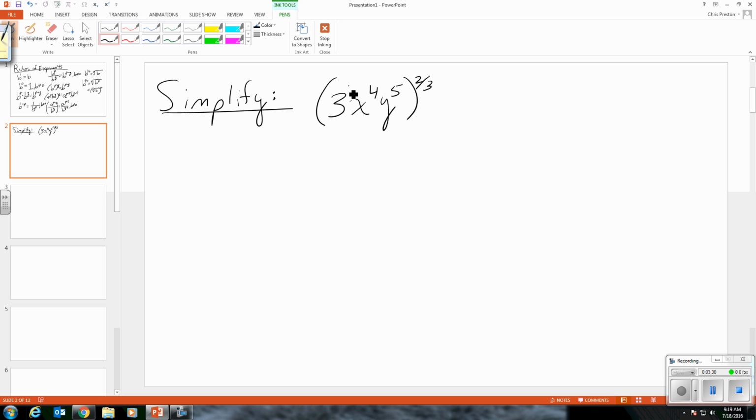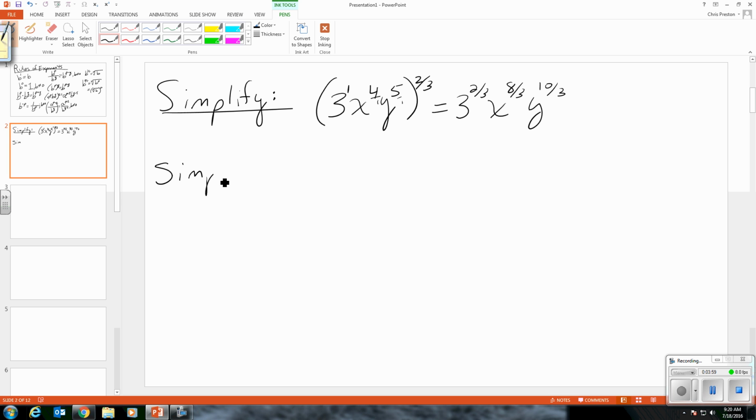So our base, our 3 has an exponent of 1. So we're just going to multiply. The rule is if you have something to a power and you raise that to a power, you multiply those exponents. So we're just going to multiply each of these exponents. So x to the, this is 4 over 1, so 8/3, y to the, this is 5 over 1, 10/3. And there we go, we're done. That's all there is to simplifying that.